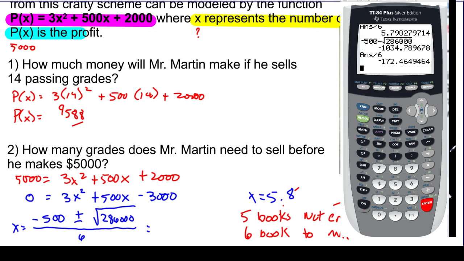I'm going to make a little bit more than $5,000, but to break that $5,000 threshold and be over $5,000, I need to sell 6 books, because 5 is not enough. 6 is exactly what I'm looking for.